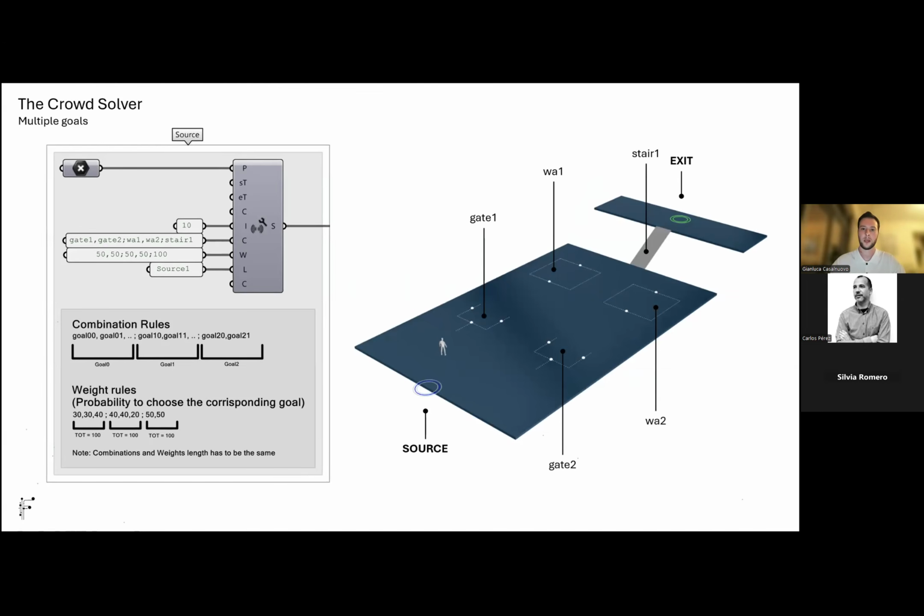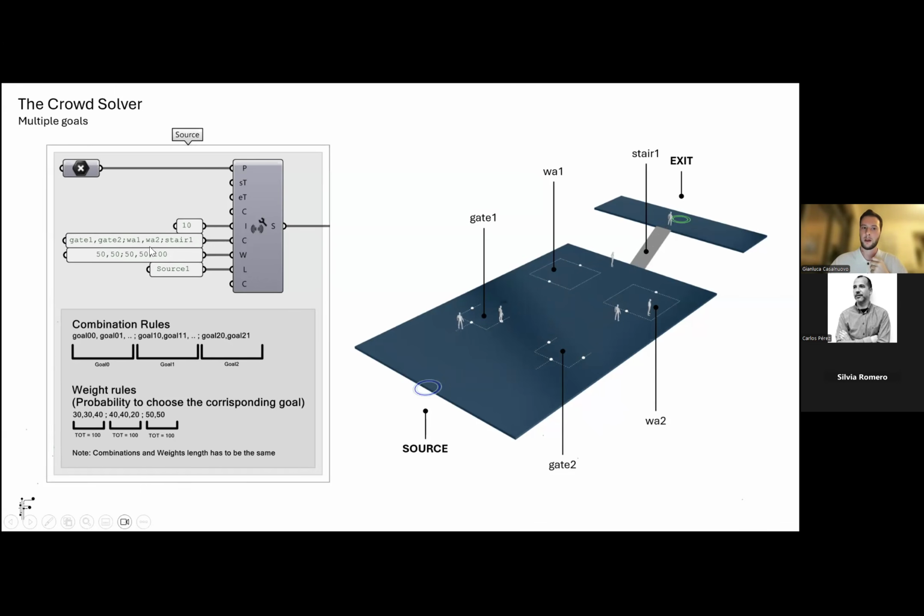In the second example, we have different combinations because we have different levels of combinations. So we have the first level, gate one, gate two; second level, gate one, waiting area one, waiting area two; and third level, stair one. When I set the combinations, I say in the first level we have gate one, gate two, and I assign to each of them the probability that the agent will go either towards gate one or gate two. But I can also assign 80-20, for example. It's not compulsory to set 50-50.